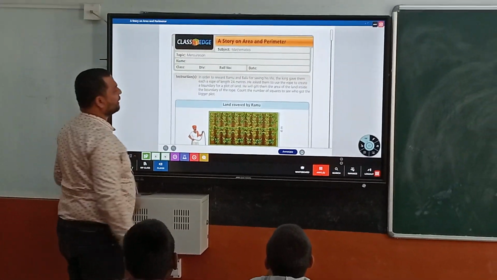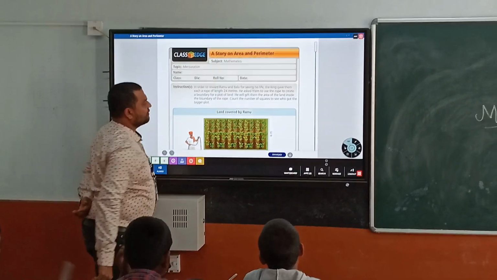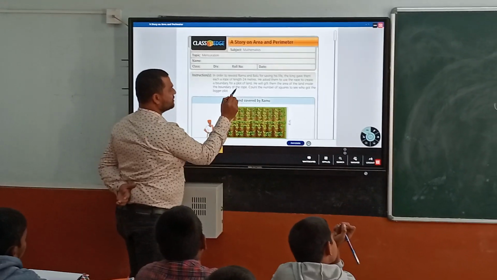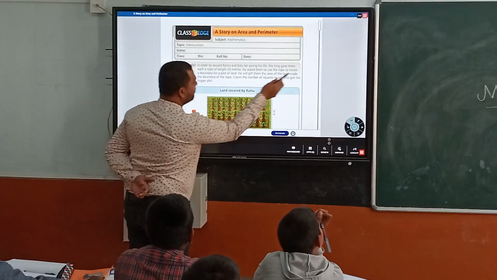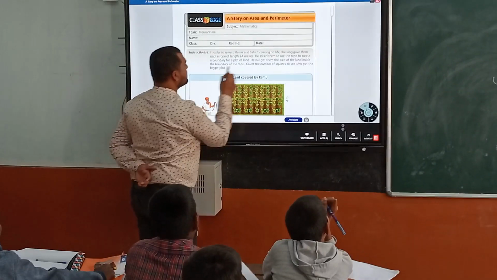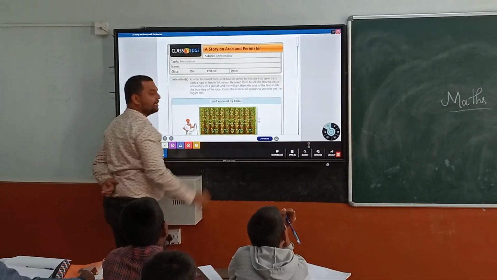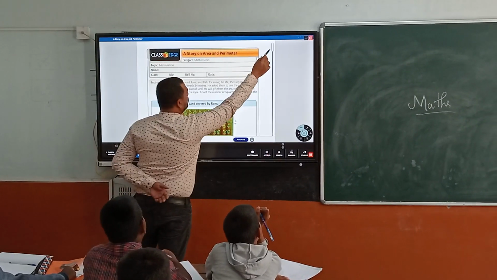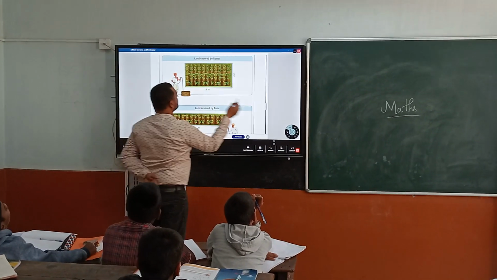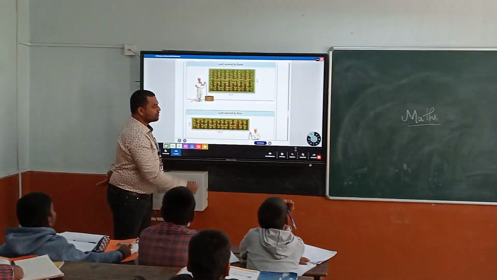So let's see what the perimeter is first. In order to reward Ramu and Balu for saving his life, the king gave them each a rope of length 24 meters, and asked them to use the rope to create a boundary for a plot of land. He will give them the area of land inside the boundary of the rope, and count the number of squares to see who got the bigger plot. See here, two persons are there, Ramu and Balu. This is Ramu's plot, Ramu's field, and this is Balu's.